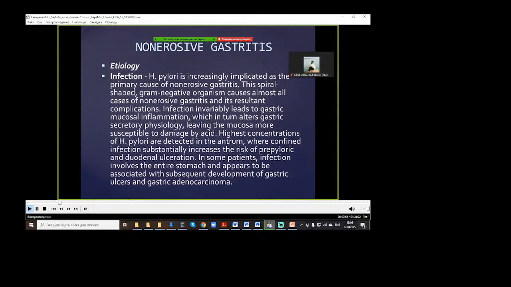Infection invariably leads to gastric mucosal inflammation, which in turn alters gastric secretory physiology, leaving the mucosa more susceptible to damage by acid. Highest concentrations of Helicobacter pylori are detected in the antrum, where confined infection substantially increases the risk of prepyloric and duodenal ulceration. In some patients, infection involves the entire stomach and appears to be associated with subsequent development of gastric ulcers and gastric adenocarcinoma.